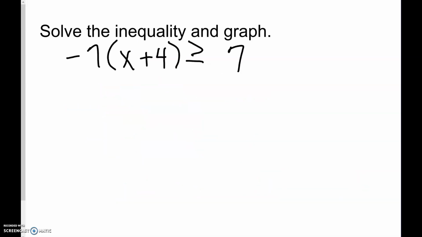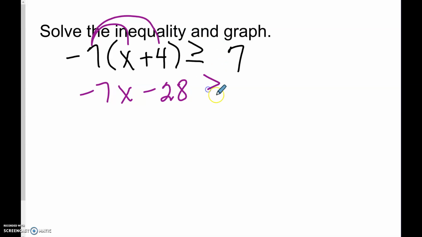All right, this one is the distributive property. So we're going to take negative 7 times x, negative 7 times 4, so we have a negative 28. Make sure you bring that sign. Negative 7 times a positive 4 is a negative 28. Now in this one, yes, we are distributing a negative 7, but we are not doing it on both sides of this inequality sign, so we do not flip that sign.